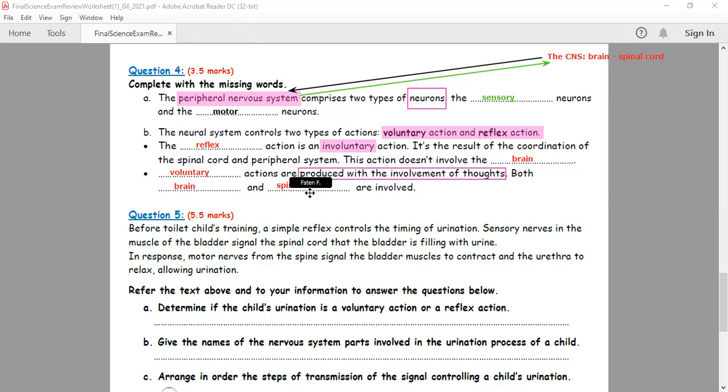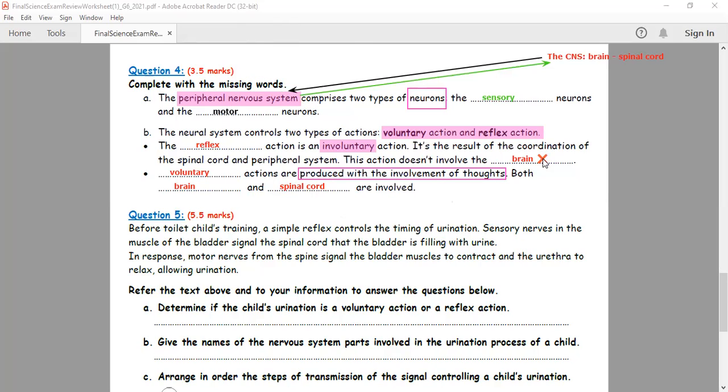Okay, so again, there are two types of actions. Actually, hearing, not listening, hearing. We hear everything around us without meaning it. We don't think about it. We just hear all the sounds that are around us. This is an involuntary action. We don't think of it. So the brain is not involved in this case.